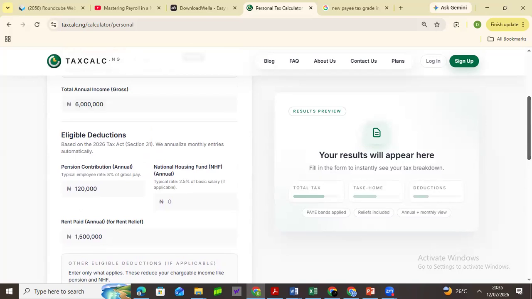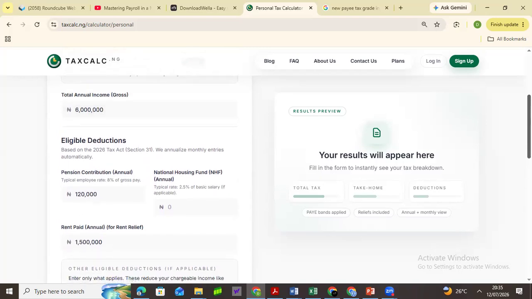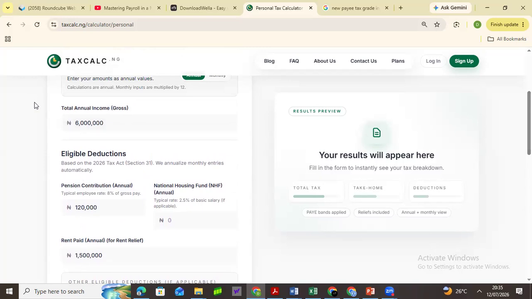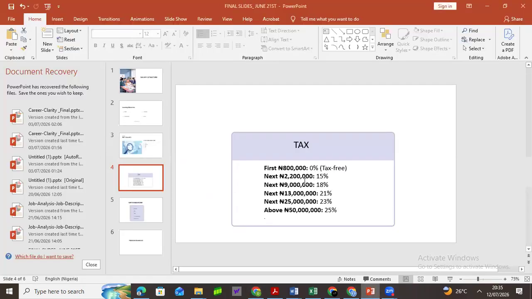120,000, 6 million, right? So if we're supposed to tax 6 million, how much would our tax be? How many percent should we be paying?